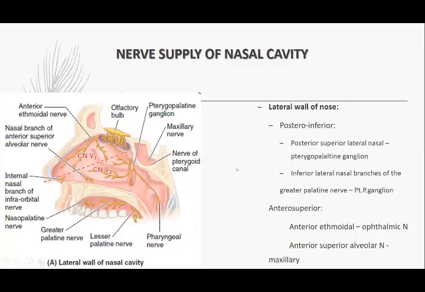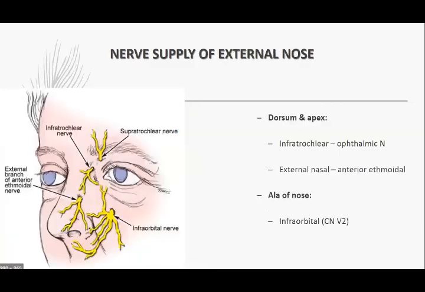This is exactly what is written in your book, word for word. And then the dorsum of the nose. You know, from here to here, this is the dorsum of the nose. So on the dorsum of the nose, at the top, at the root, you have the supratrochlear, a branch of the ophthalmic.